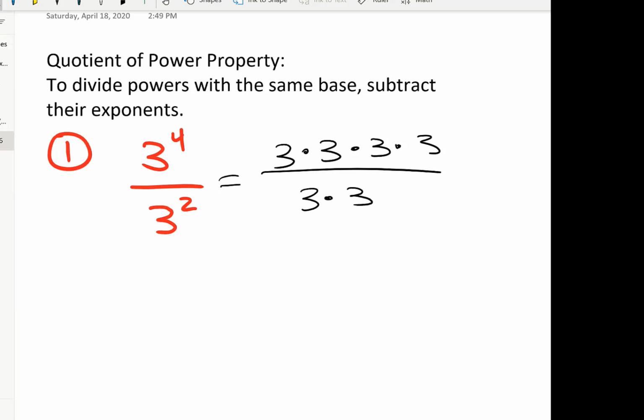So then if you look at the top, 81, the bottom's 9. The top result is 81. The bottom result is 9. Yes, you're right. But here's a simpler way of doing it.